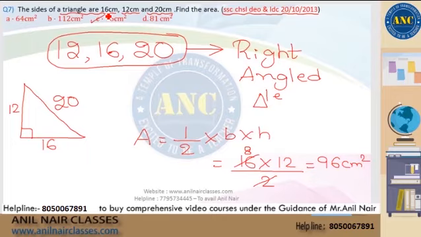The one thing which is very important in this particular problem is realizing that 12, 16 and 20 is nothing but a Pythagorean triplet. If you don't realize it, probably you might not be able to solve it easily. That is what I can say from this particular problem. Once you identify it, the problem is very easy to solve.